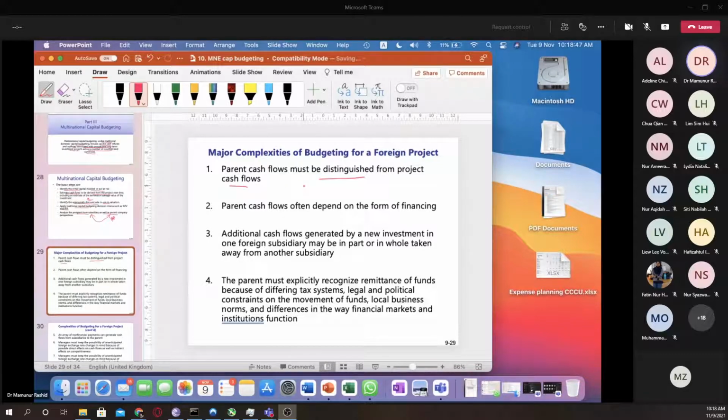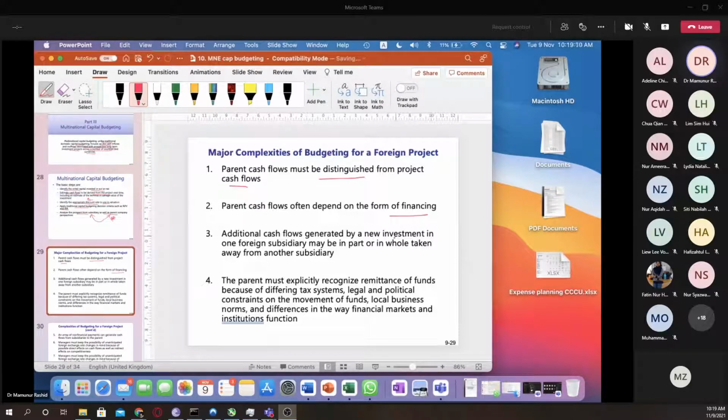So you need to differentiate the contribution of the parent company, or the risk to the parent company, compared to the risk involved for the subsidiary. Parent cash flow often depends on the form of financing. So you need to decide possibly what should be the financing arrangement in the subsidiary location.